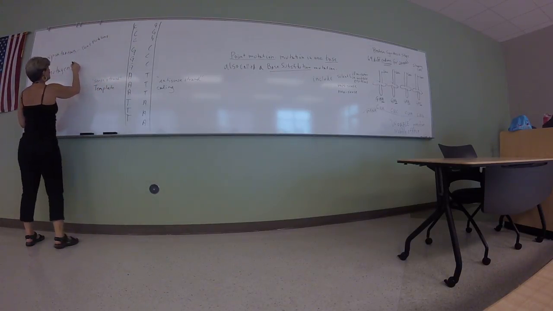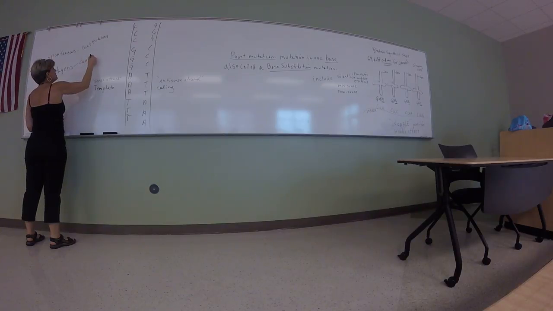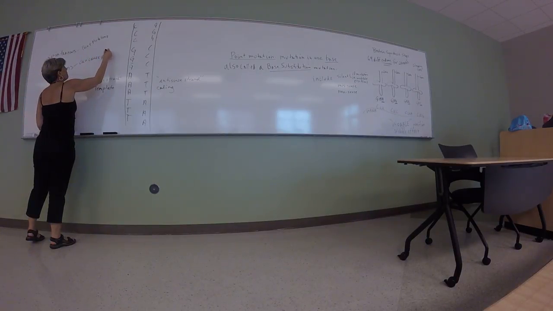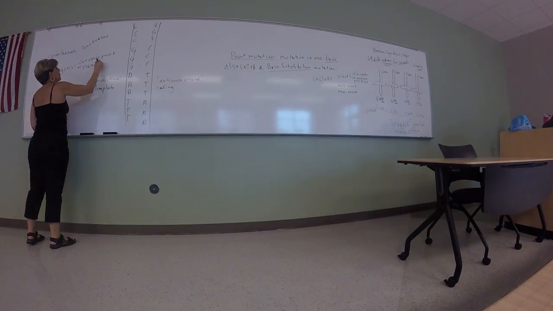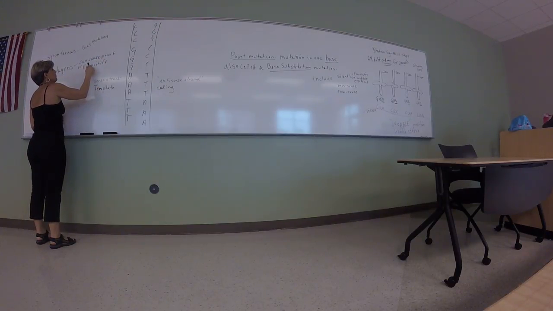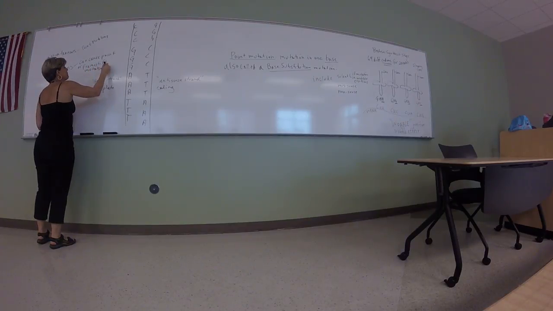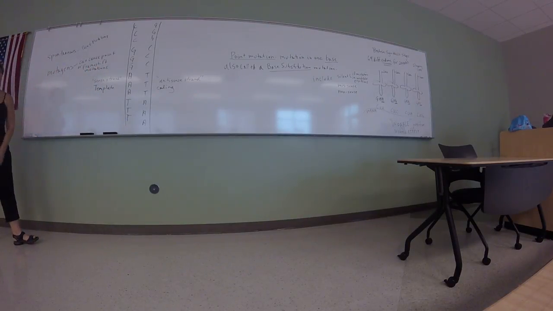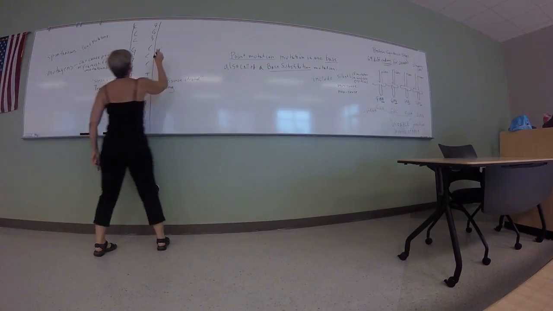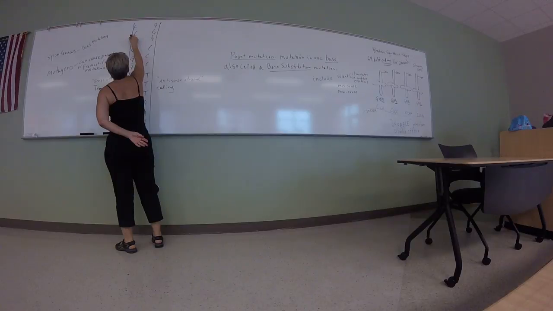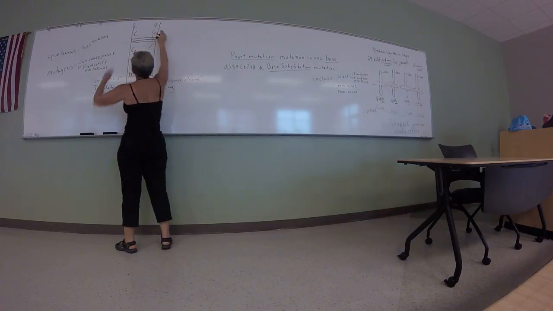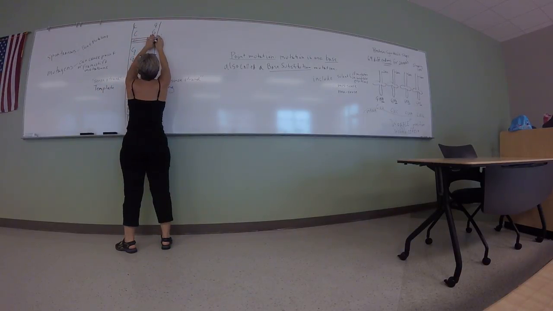Some mutagens can cause point mutations, or they can cause frame shift mutations. Here's a frame shift mutation. The chemical binds to the DNA and completely blocks the letter. And since your DNA is double-stranded, it would block both sides.